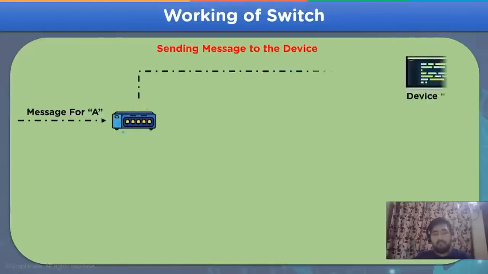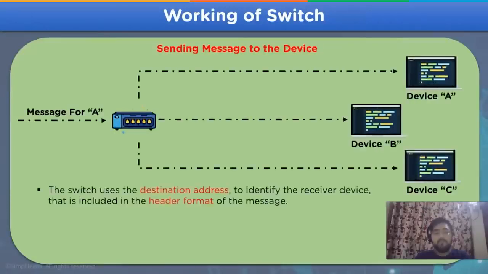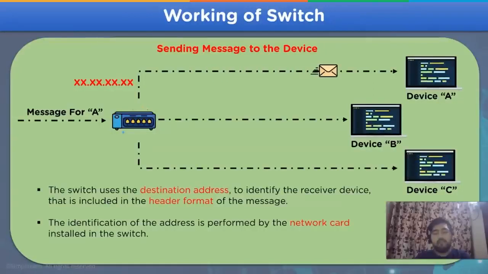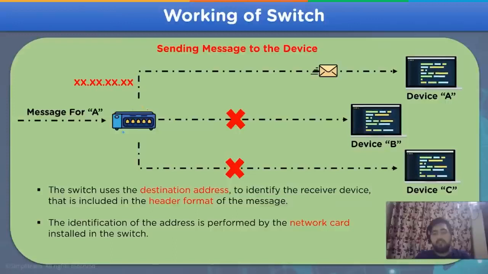Now let's look into the working of a network switch. The first scenario is when a message is received by a switch and is to be forwarded to a particular device. In this case, we are receiving a message for device A, which will be shared only to device A according to the address mentioned in the header format. This decreases the network traffic in the channel and also prevents access to the message by device B and device C.